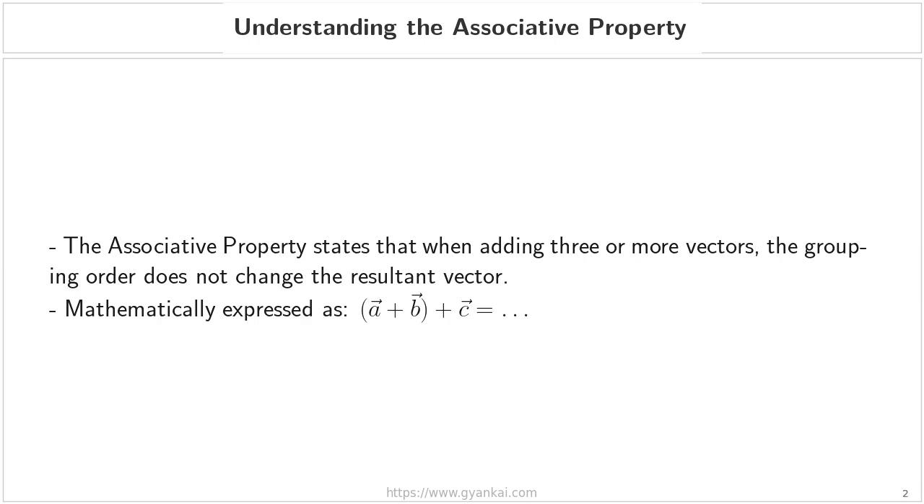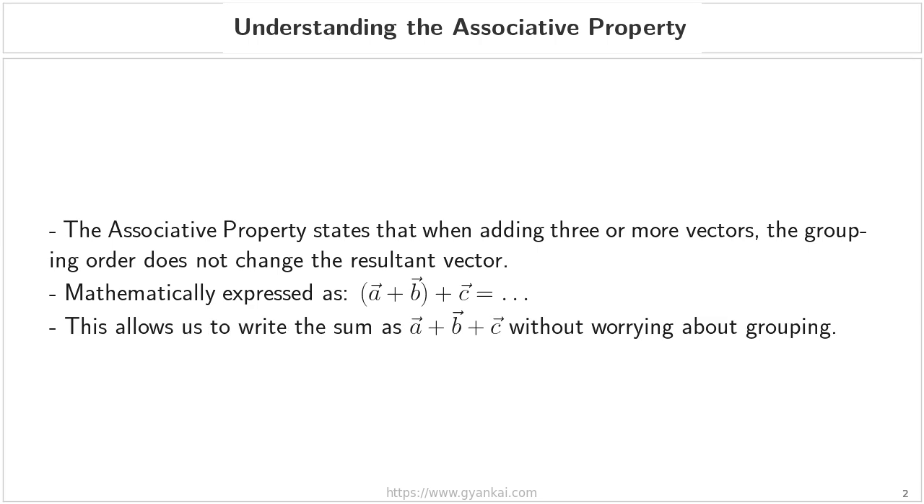To put this into a mathematical language you can use in your calculations, we express it as (vector A + vector B) + vector C is equal to vector A + (vector B + vector C). This holds true for any vectors A, B, and C.